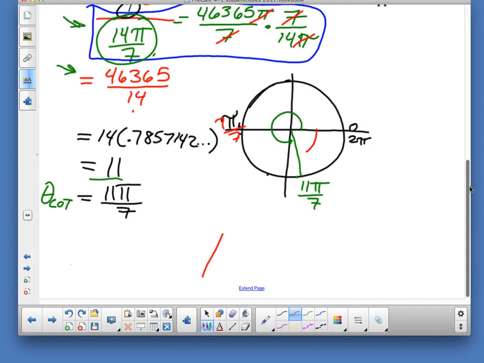Reference angle. What's a full revolution? 14 pi over 7. What's 14 minus 11? 3 pi over 7 is my reference angle. So over here I go, my theta reference is 3 pi over 7.